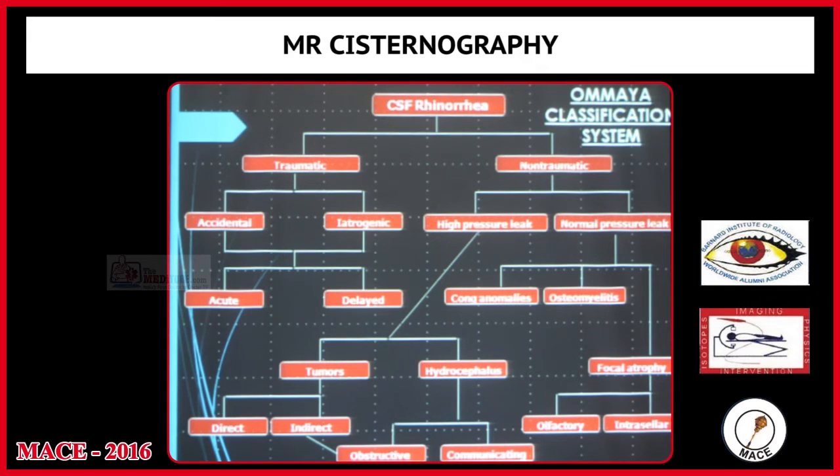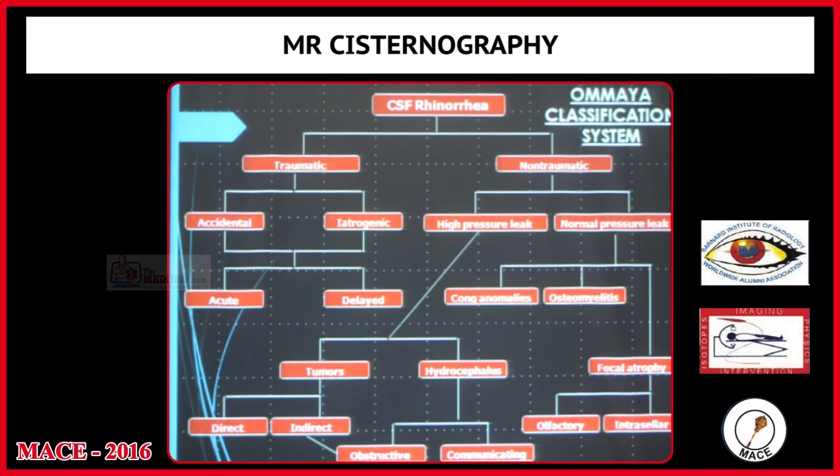Non-traumatic causes can be because of a high pressure leak or a normal pressure leak. High pressure leaks occur in case of tumors and hydrocephalus, and normal pressure leaks in case of congenital anomalies or osteomyelitis, or sometimes because of atrophy of certain parts of the brain, which will give way for the normal CSF pressure to act on the underlying bone, like an atrophy of the olfactory bulb, and it may cause a spontaneous CSF rhinorrhea.